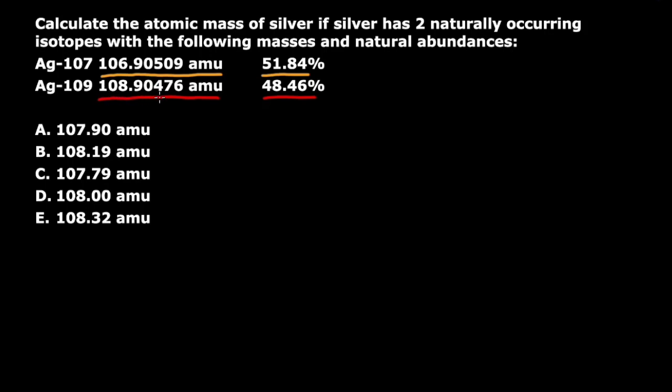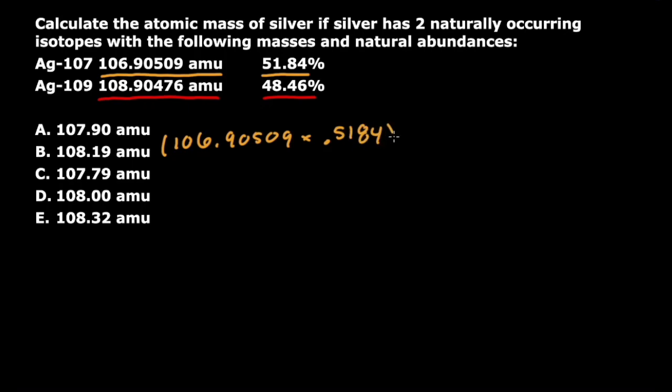And we can't just take the average by taking this atomic mass plus this atomic mass and then adding them up and dividing by 2, because this Ag107 is going to have a bigger contributing factor to the average atomic mass. And so what we'll do is take this 106.90509 and multiply it by this natural abundance, but in decimal form.